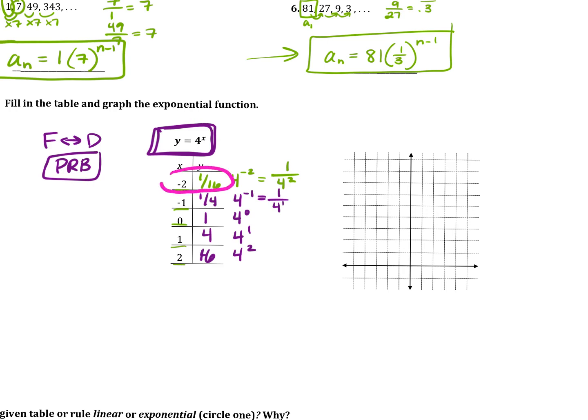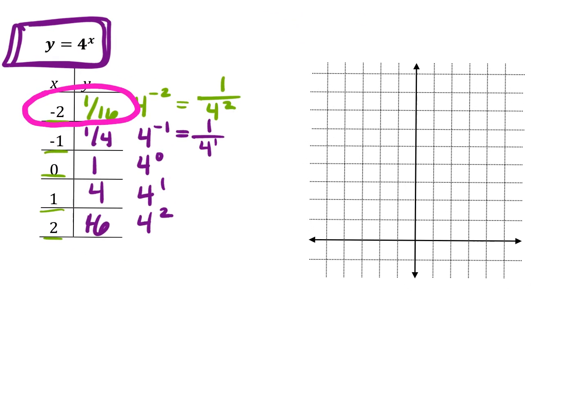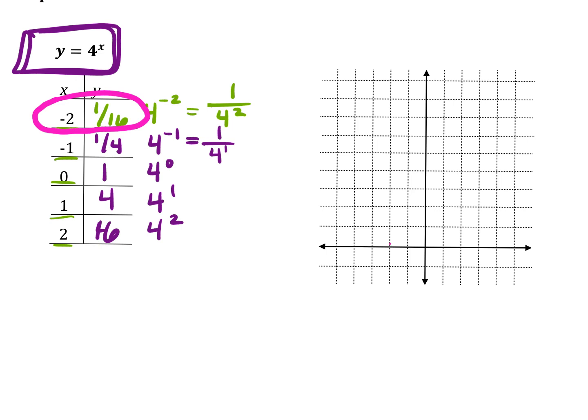This is the point -2, 1/16. That's going to be way down here. Okay, barely above the line there. -1, 1/4 is going to be a little bit higher, but not much. 0, 1 is this point. 1, 4 is that point. And then 2, 16 is way off the page. I'm not even going to graph it.